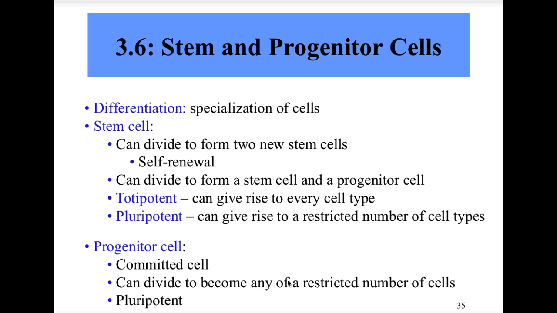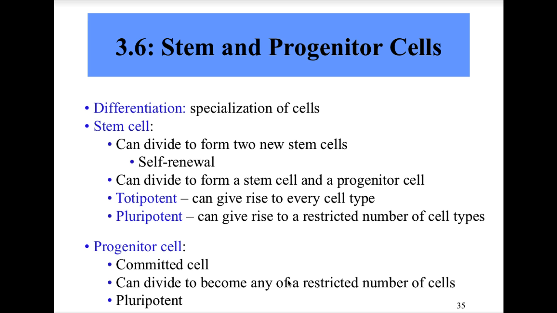So progenitor cells are committed to the cell line and can divide to become any of a restricted number of cells, and this all refers to cell differentiation. Cell differentiation, or cell specialization, occurs due to gene activation, and certain genes cause those cells to become what they need to be.